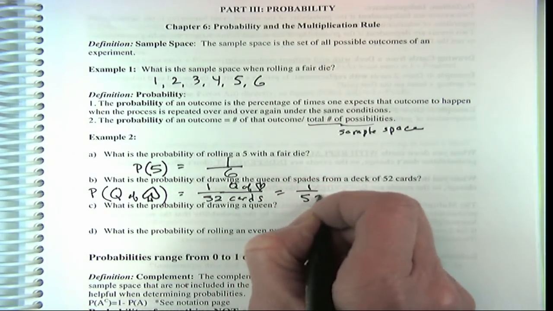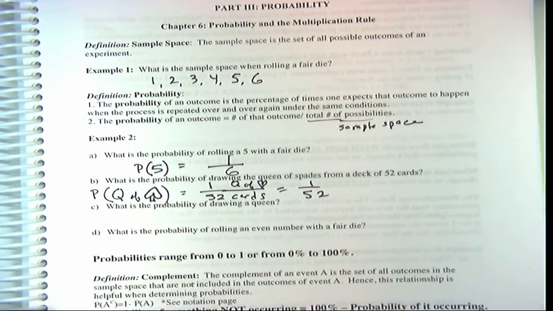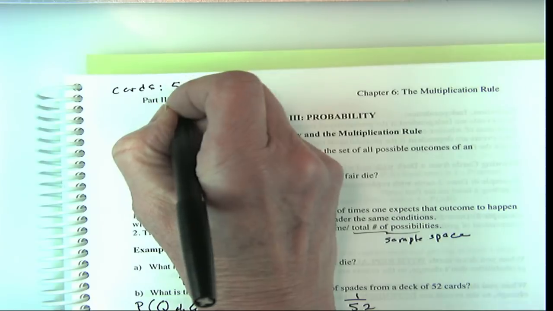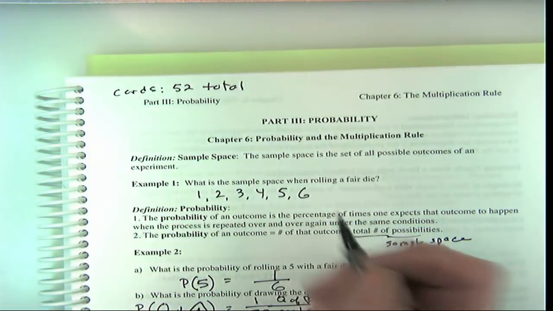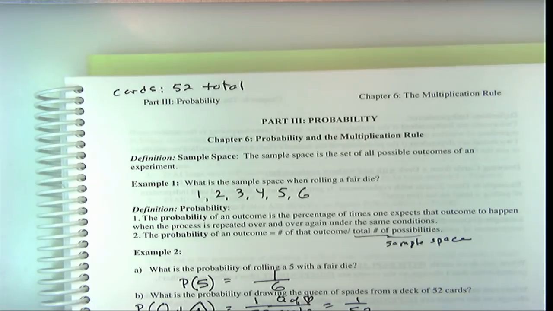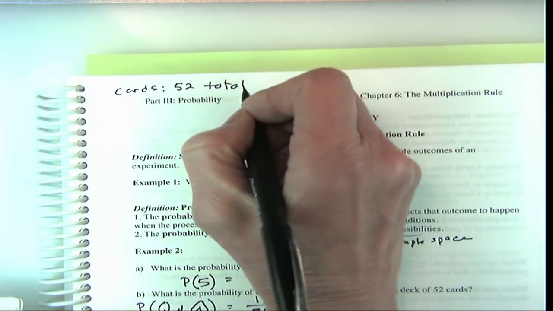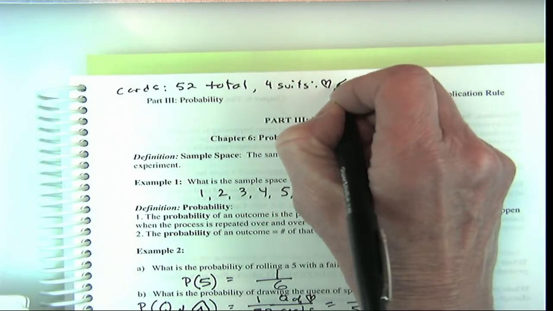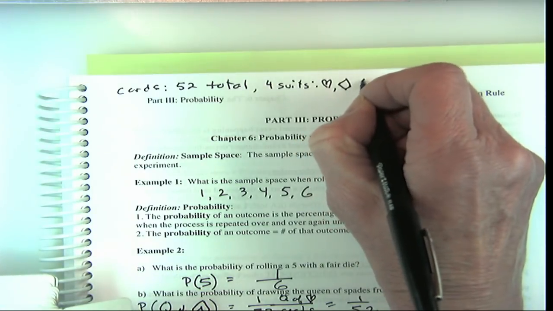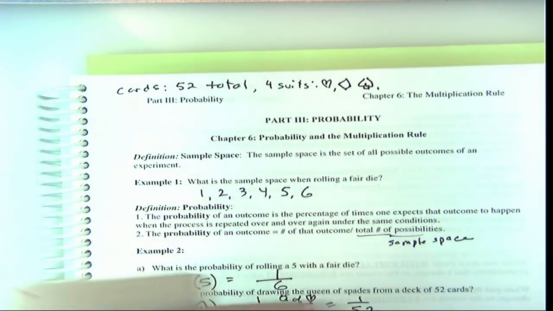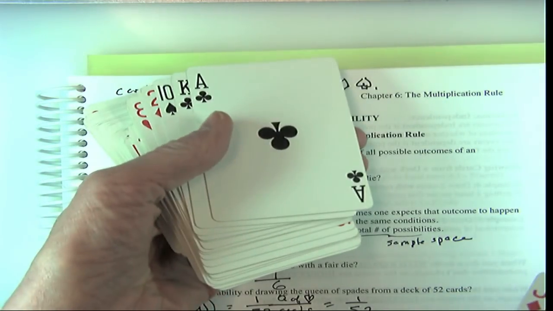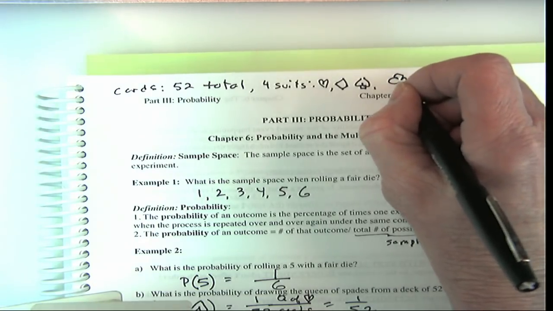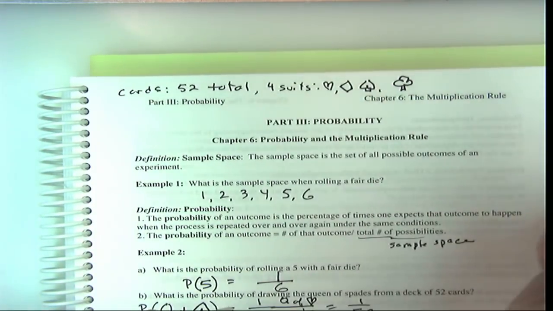Okay, so it's 1 out of 52. Maybe I should write that with cards right here. There's 52 cards total in a deck, for those of you who don't play cards. And there are 4 suits: hearts, diamonds, spades, and clubs, which look like a clover. All right, so those are the 4 suits.